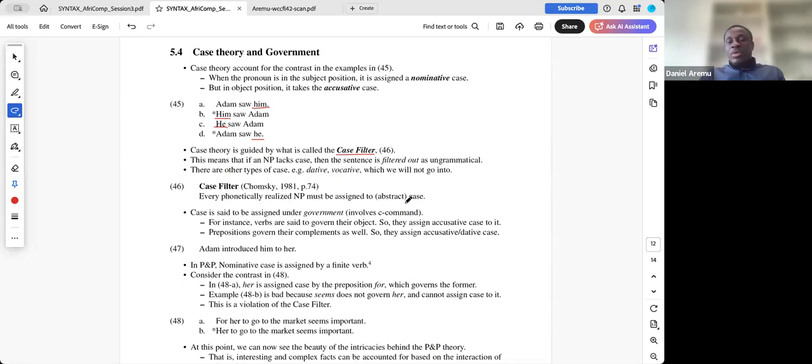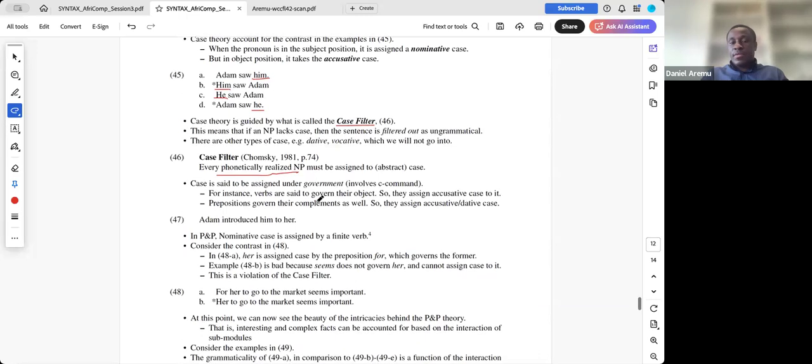Many of our languages like Yoruba do not do that. Yoruba does not have a morphological form of case, except for the pronoun also, just like English. But there are languages where there is a specific morpheme. Whenever you have accusative, you get that morpheme. When you have nominative, you get that morpheme. So those are morphological case. But regardless, what the case filter does is that, take note of this, phonetically realized NP. That means whenever it is overt, then it must be assigned an abstract case.